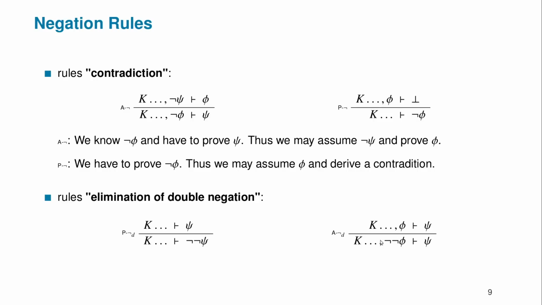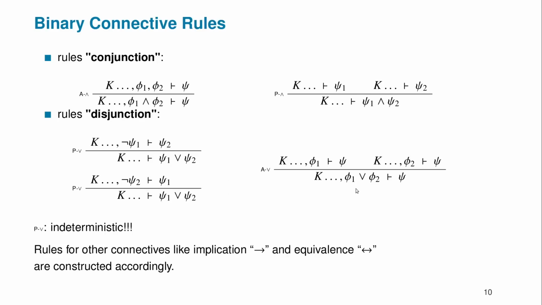And similar for the case that we have the double negation in a formula on the left hand side in an assumption, then if we want to show that psi follows from some assumption, including one assumption that contains double negation as topmost connective, then we can also show that psi follows from assumptions where psi stands directly there and the double negation is removed. Yeah, then we have rules for conjunction and disjunction.